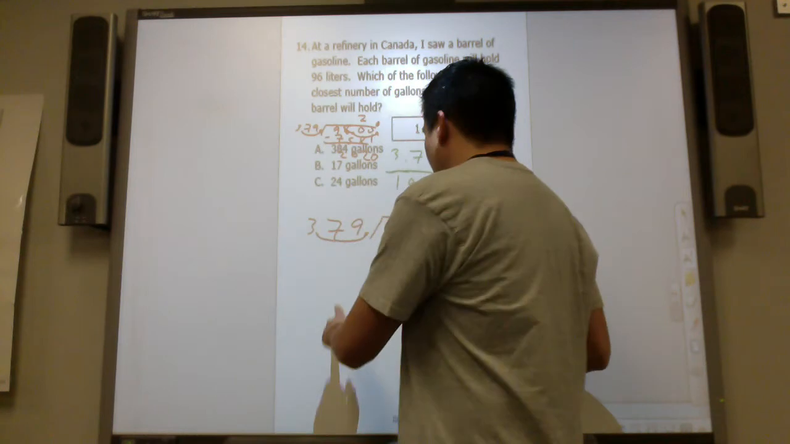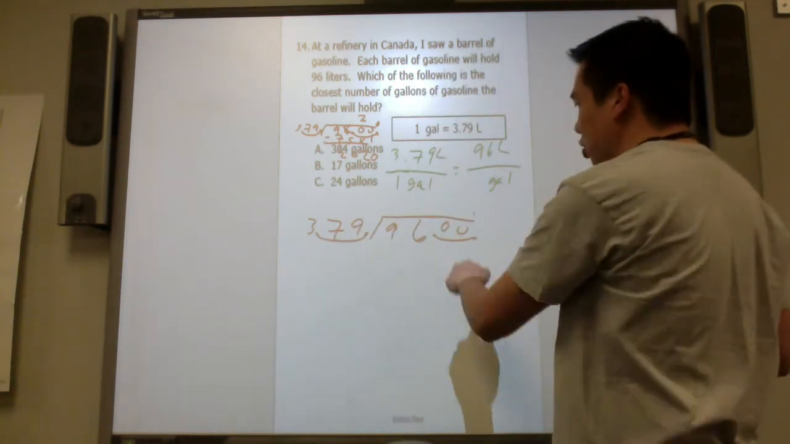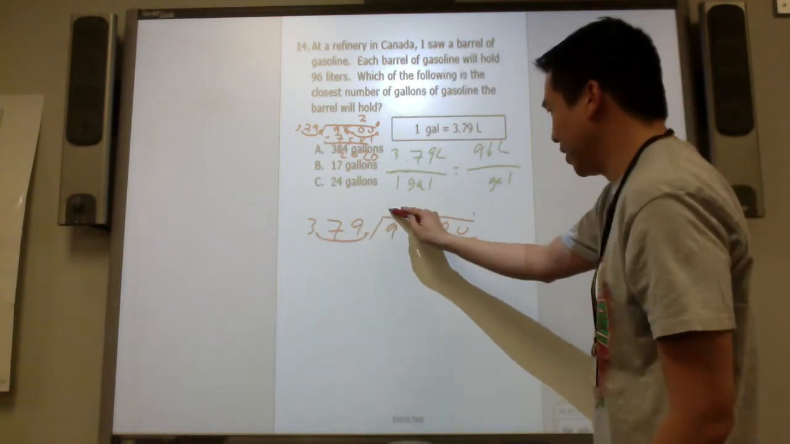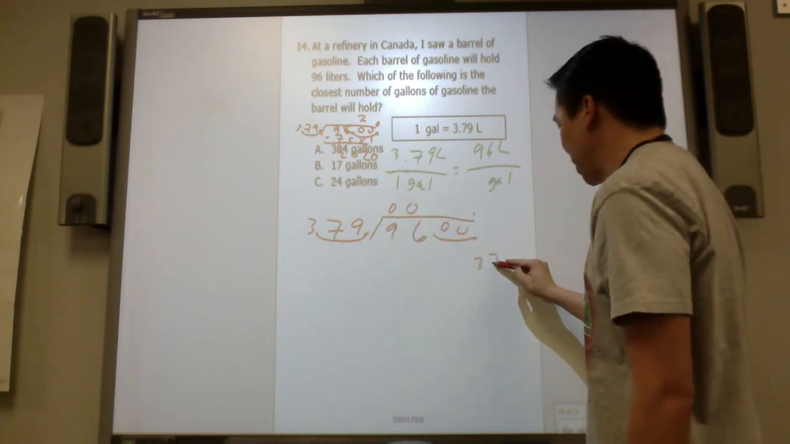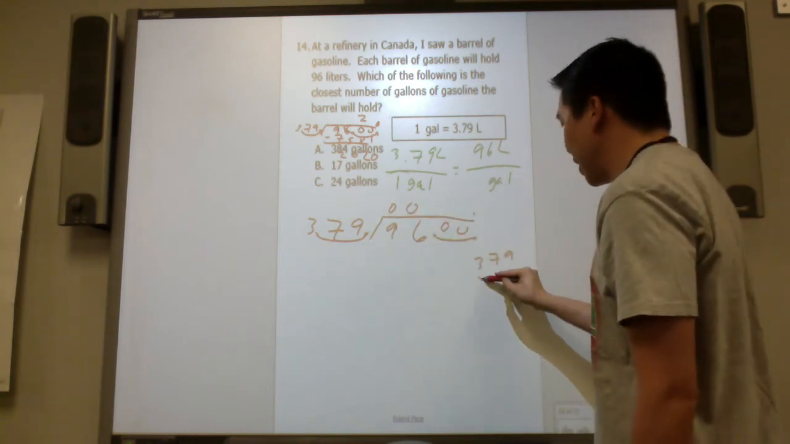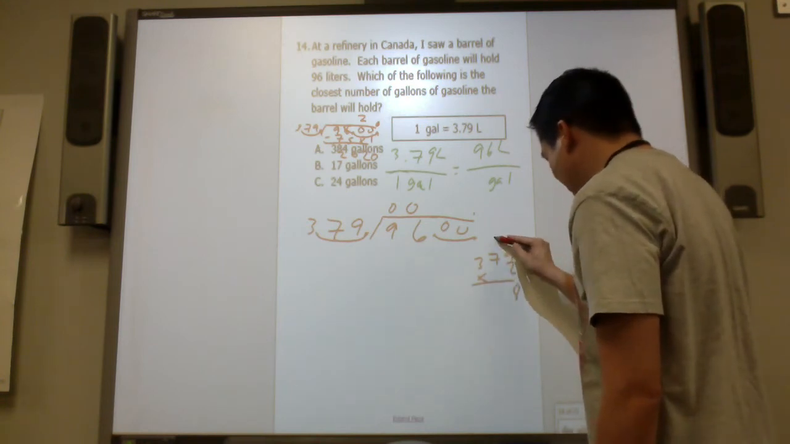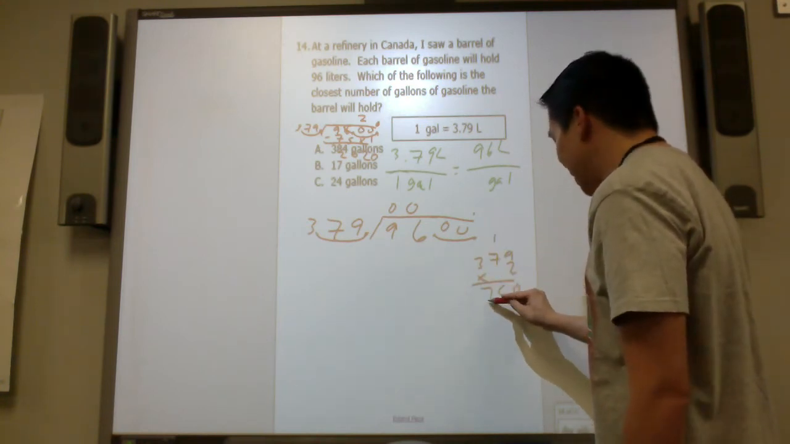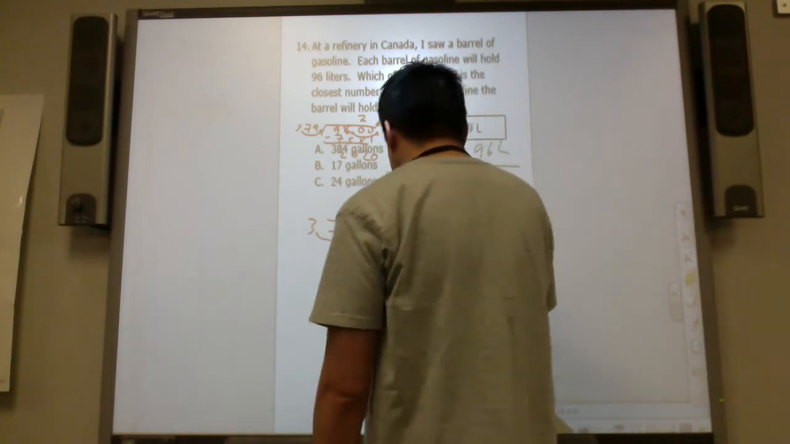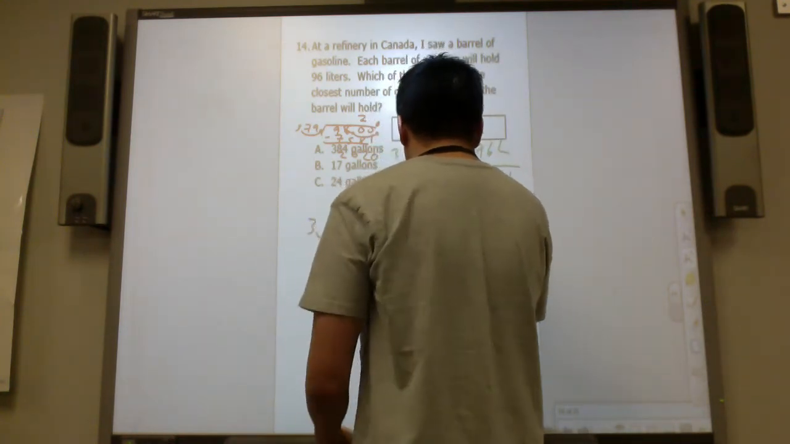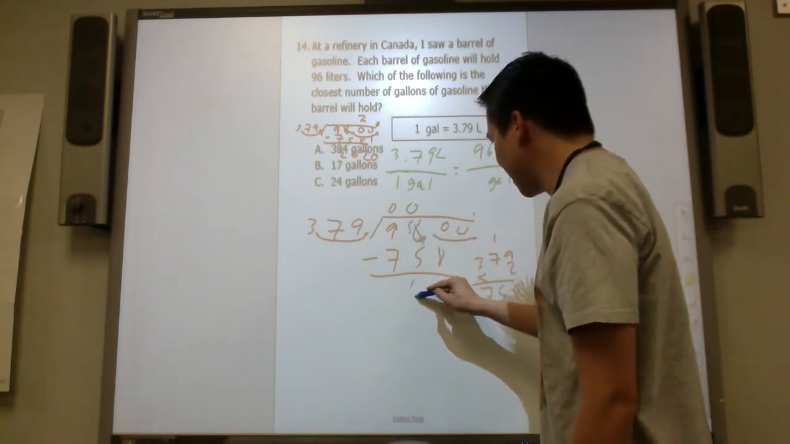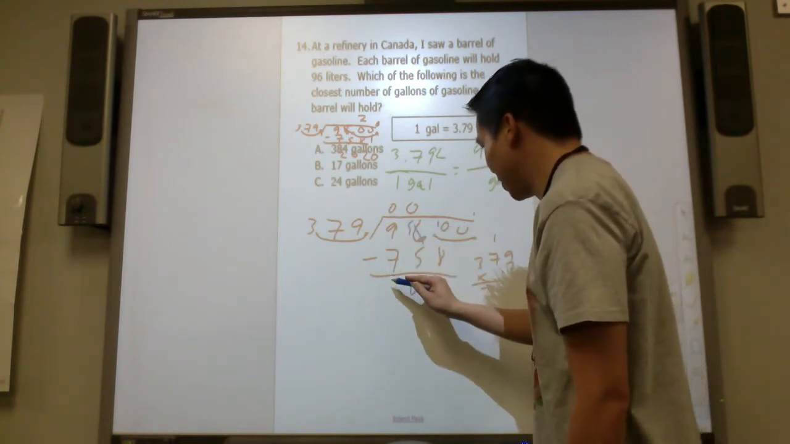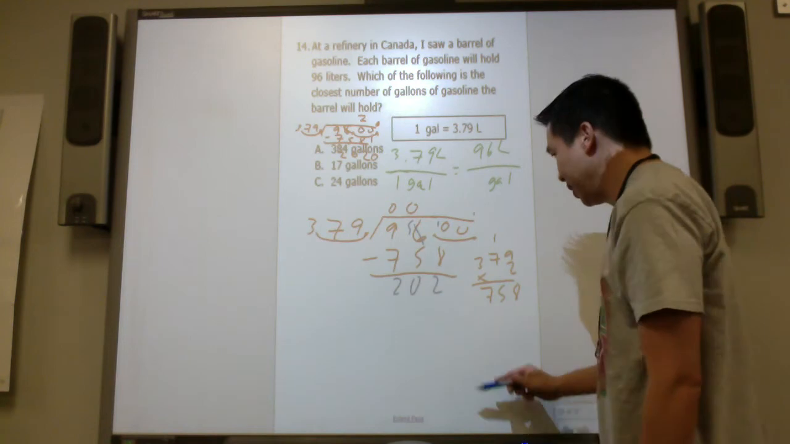So that's what goes here. How many groups of 379 go into 9? None. How many go into 96? None. How many groups of 379 go into 960? I say 2 times. That's 18, carry the 1. That's 15, carry the 1. 758. Still the same answer. Let's subtract this. I regroup. That's a 5. That's a 0. That's a 2. And 9 minus 7 is 2. Yeah, that's the same answer.